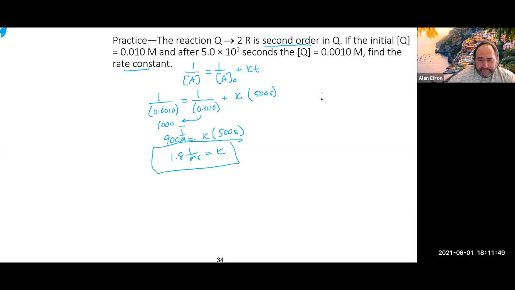Again, basically, this is the unit on both of those. So when we bring them over, we basically end up with 1 over molar seconds. And when we divide the seconds to the bottom, that's how we end up with our 1 over molar seconds. Any questions on that one there?